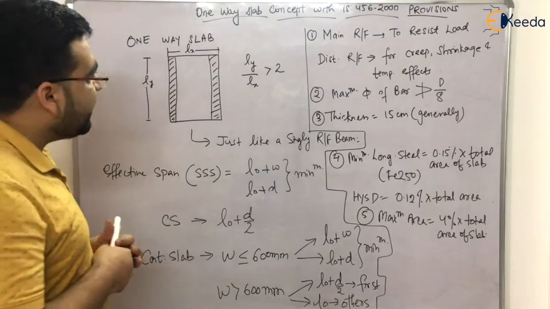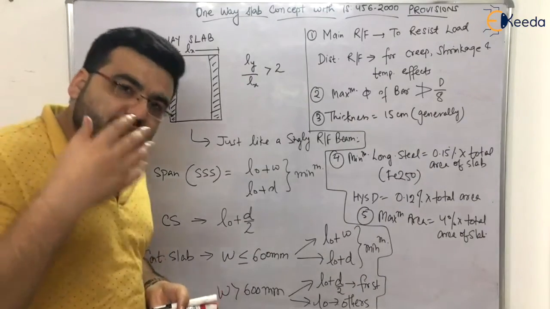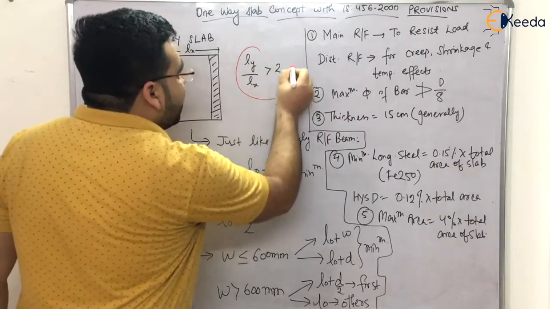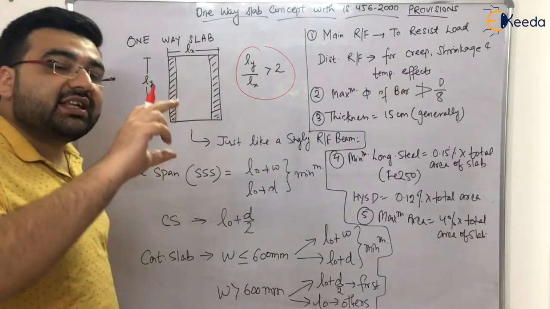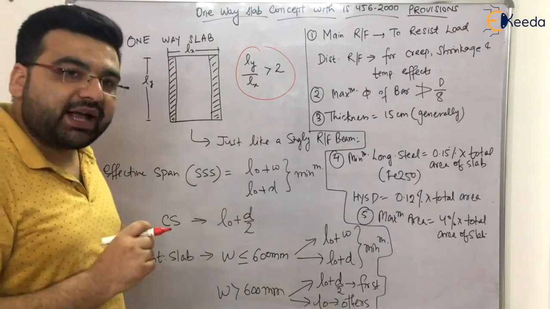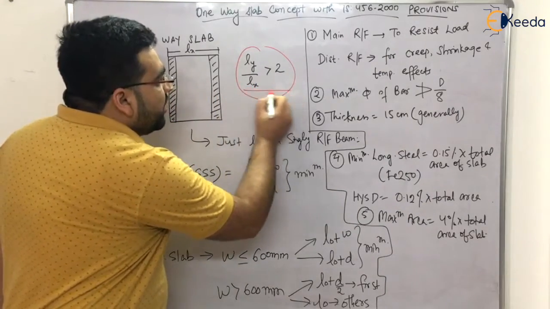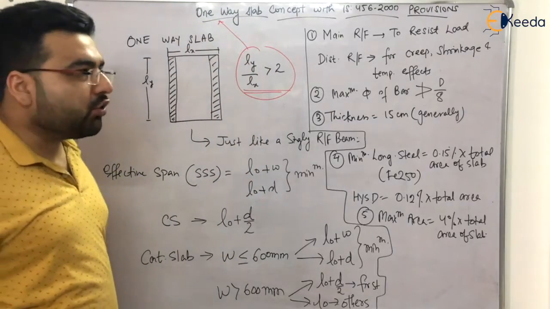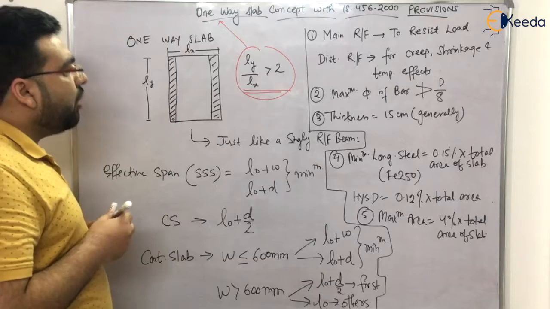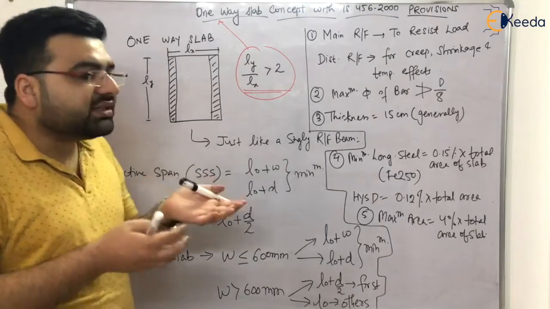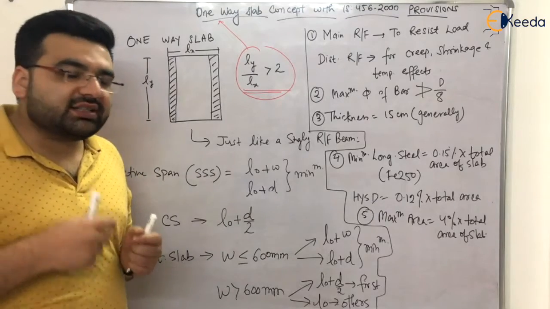Now what is a one-way slab? You must have studied that if your Ly upon Lx is greater than 2. What is Ly? Ly is the length of the longer span and Lx is the length of the shorter span. If it is greater than 2, then the slab is known to be a one-way slab. But the question is, sir, we have marked up this formula that if Ly upon Lx is greater than 2, it's a one-way slab. But what does it actually mean? Right? What does it actually mean?